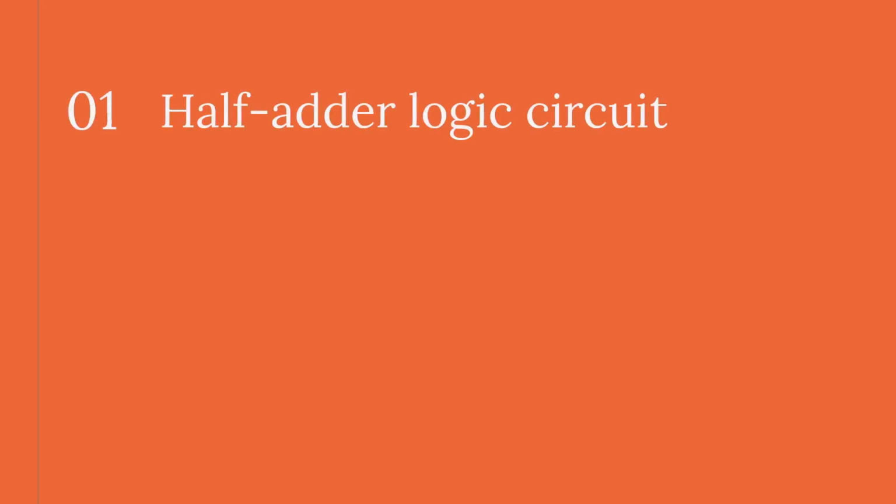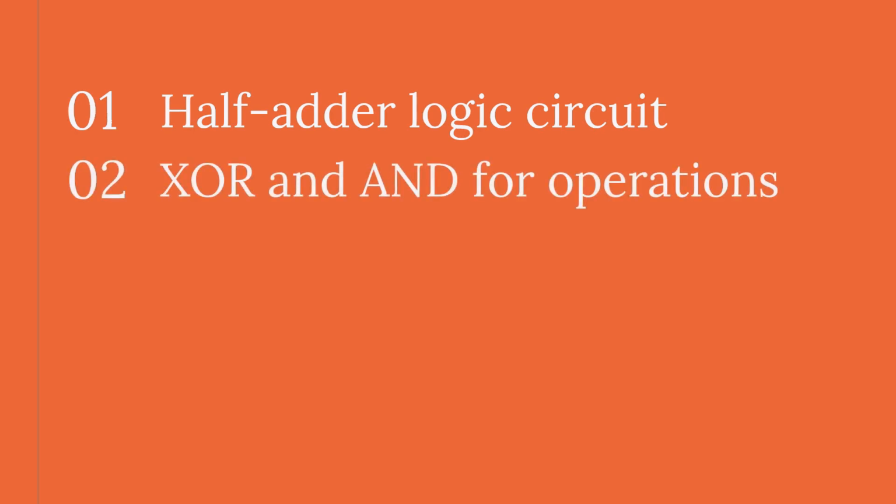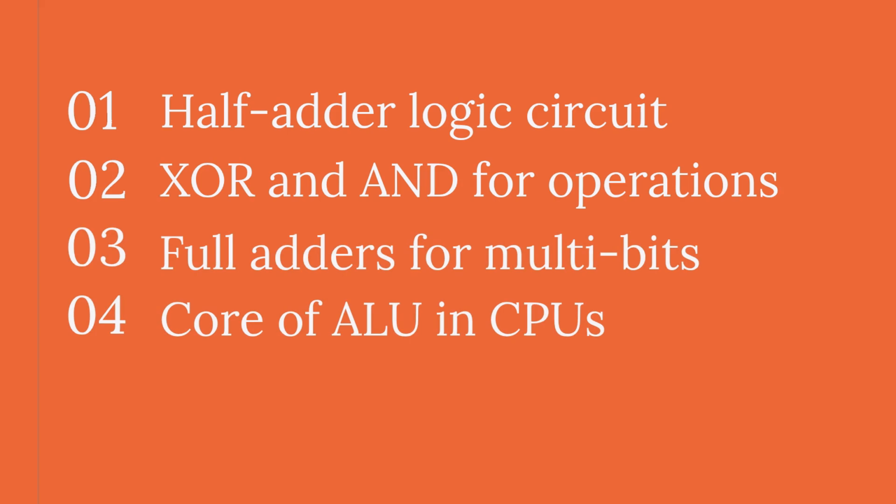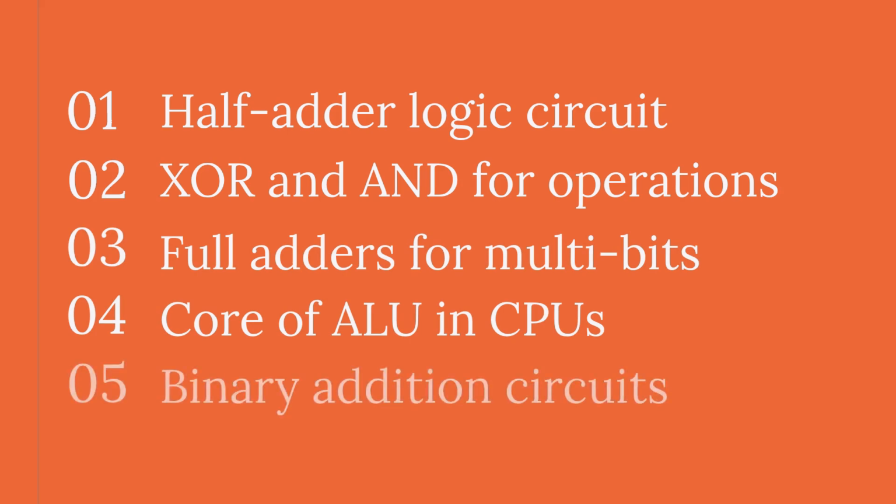Arithmetic relies on structured logic circuits. The half adder adds two binary digits. It uses an XOR for sum and an AND for carry. Full adders extend this for multi-bit addition. These form the core of the ALU in CPUs.